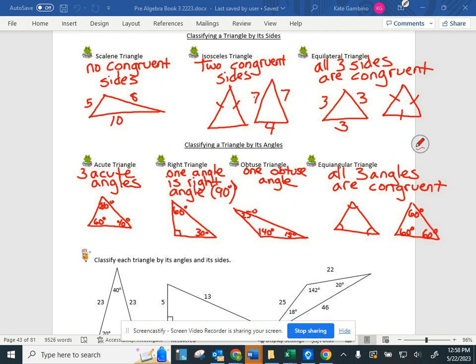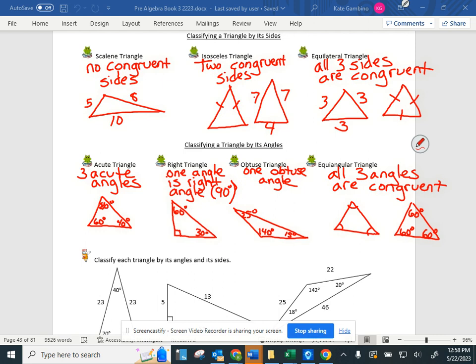So scalene, none of them are the same, so we can't have the same measurements. Doesn't matter what they equal. With the angles, it matters. Angles have to equal 180 degrees.